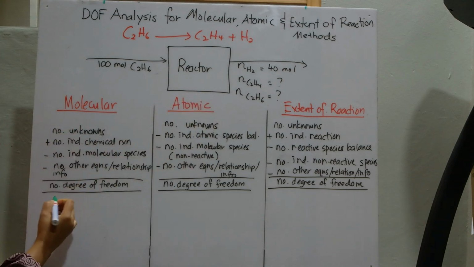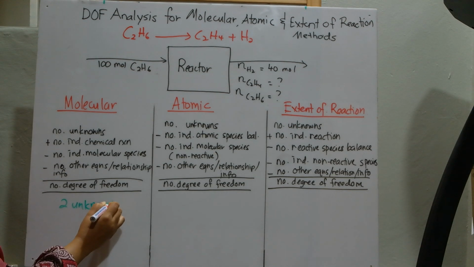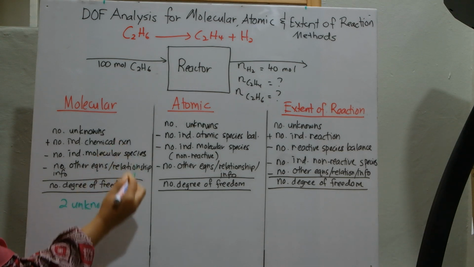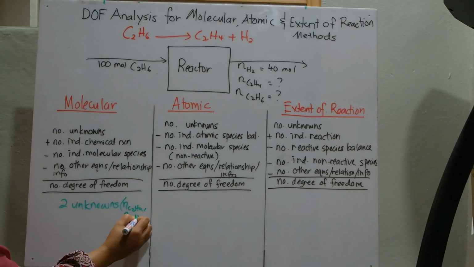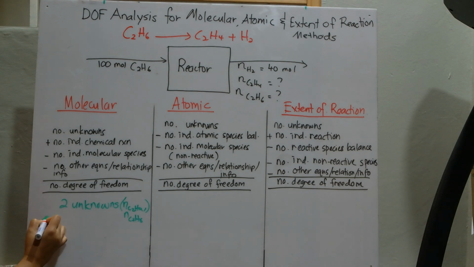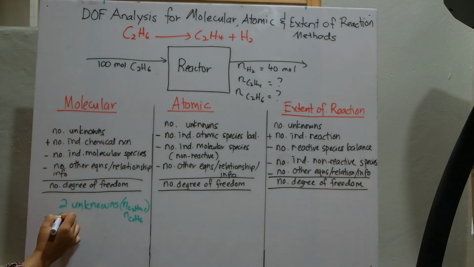Number of unknowns, we have 2 unknowns. Our unknowns are N C2H4, and also N C2H6. This is our number of unknowns. Plus independent chemical reaction, we have 1.